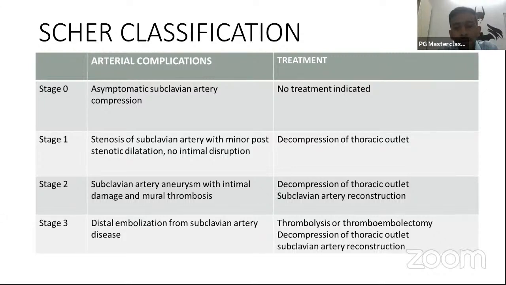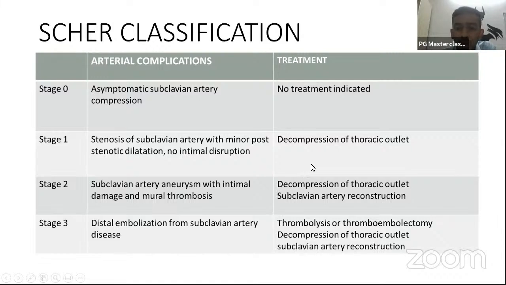So we should remember from the previous lecture that the neurological component is about 70% of the population presenting with thoracic outlet generally present with neurological symptoms. Venous and arterial symptoms are very rare, and arterial symptoms may be only in 3 to 5% of all those who have thoracic outlet syndrome. So out of the arterial, they can be of various stages. One of which, the starting of which is stage 0, where there is an asymptomatic subclavian artery compression.